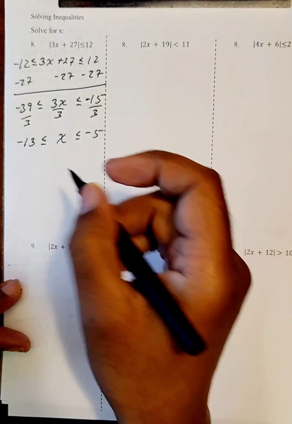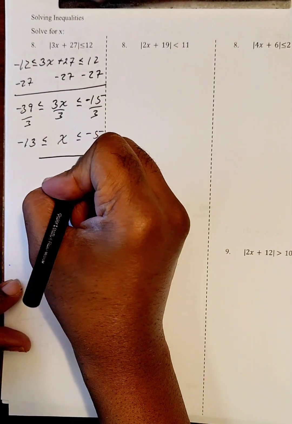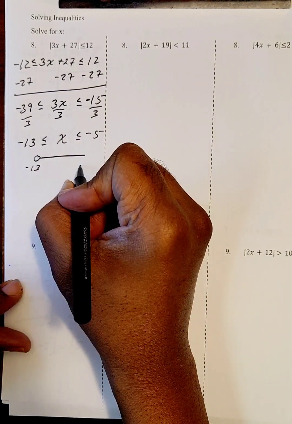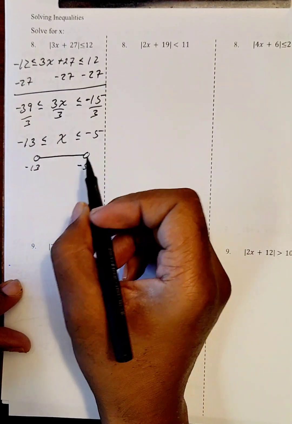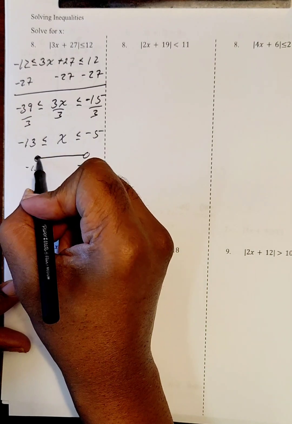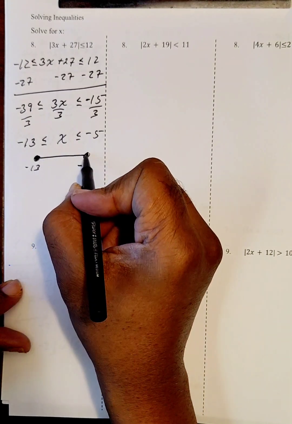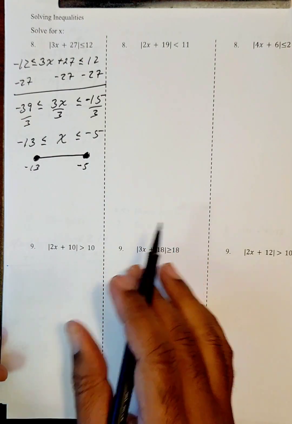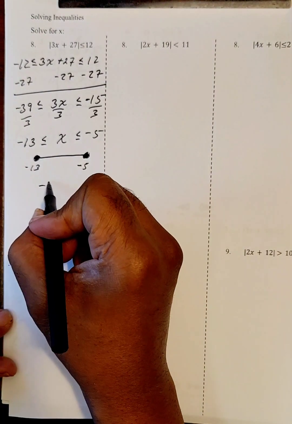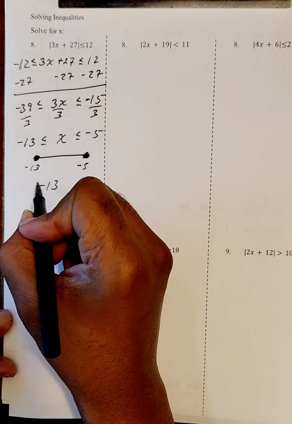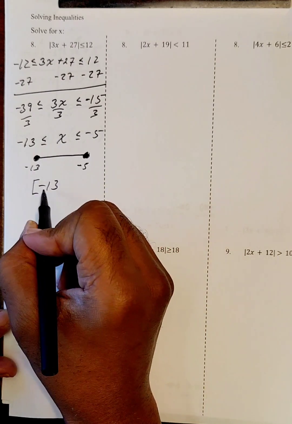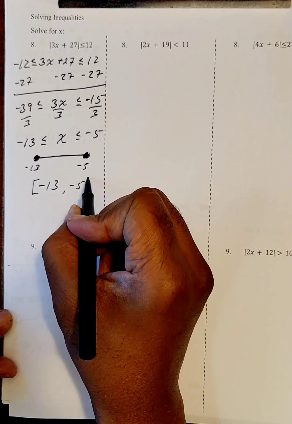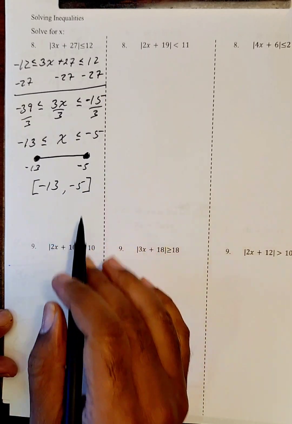Now the graph of this is a line segment that goes from negative 13 to negative 5, and it'll be closed because we have equal signs. This will let us include the negative 13 and negative 5. Now the interval notation for this will be negative 13 on the left with a bracket to include negative 13, comma, negative 5 on the right, and a bracket to include the negative 5.